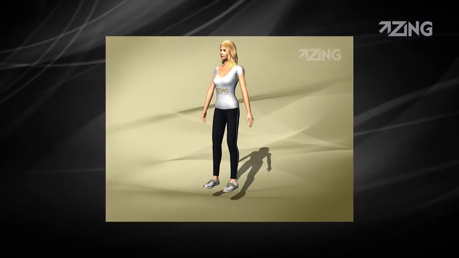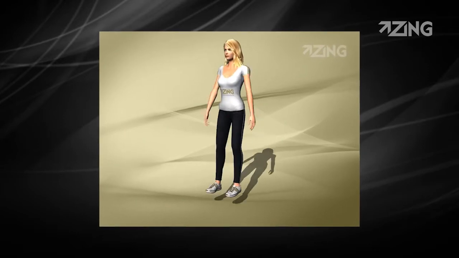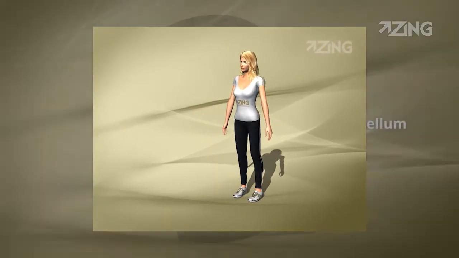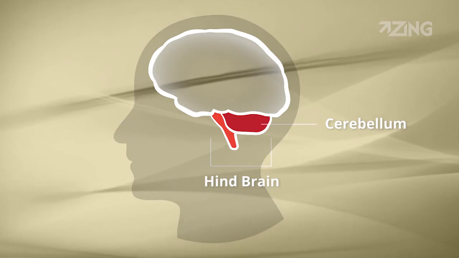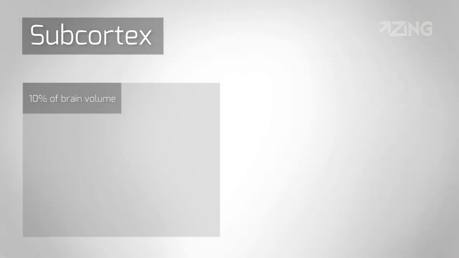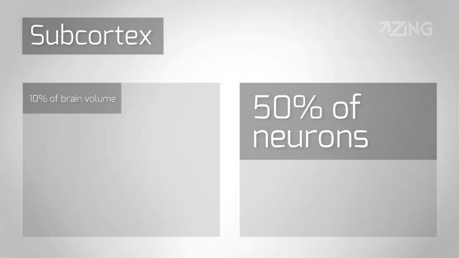In this video, I'll explain in more detail about the brain areas that Zing performance activities target and develop, and how developing these brain regions can be such a powerful way to improve your cognitive performance. Firstly, the types of activities used in Zing performance are designed to stimulate the hindbrain and cerebellum, otherwise known as the subcortical brain regions. The subcortex takes up only 10% of the brain's total volume, but contains roughly 50% of the total neurons in the brain.